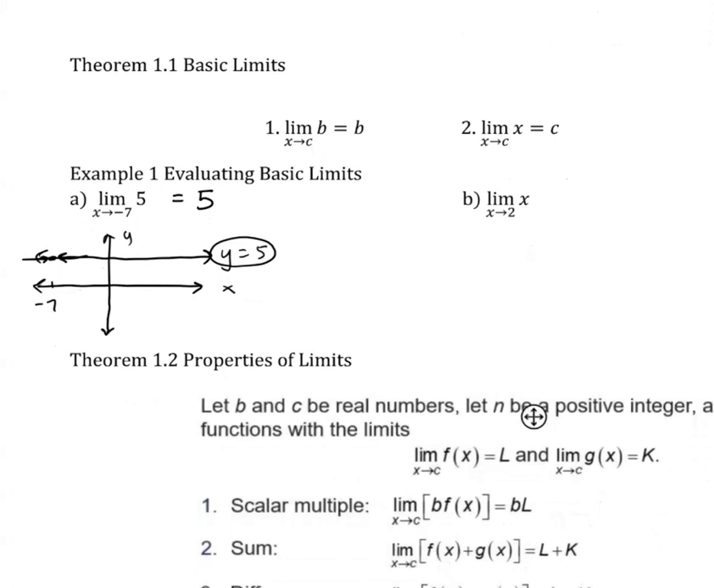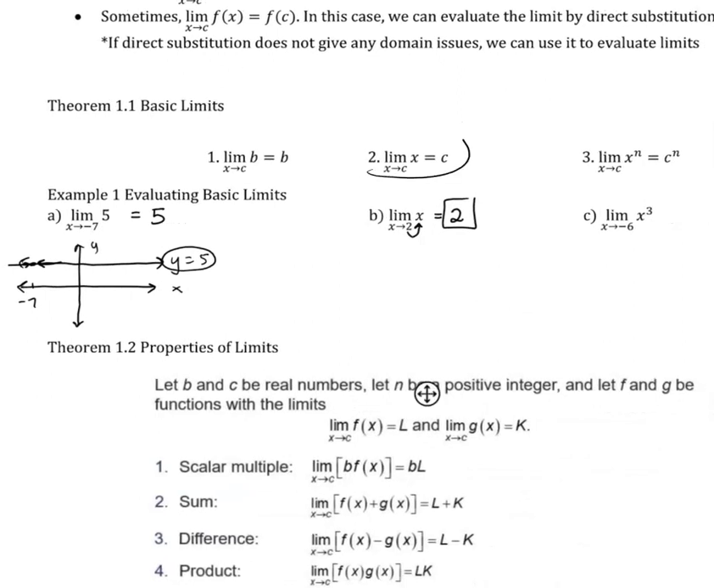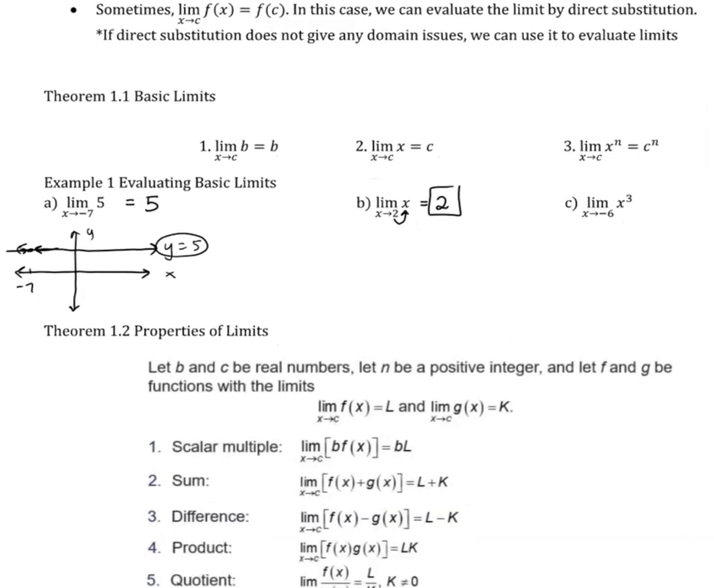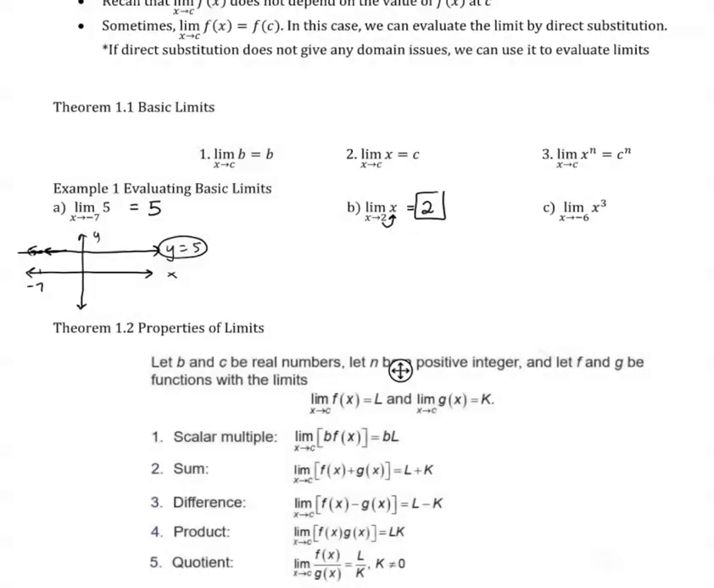Example 1b, the limit as x approaches 2 of the function x. Here, I'm going to just use direct substitution. I'm going to substitute this 2 in to the function that we're taking the limit of, and we simply get 2 out. And that's what our answer is. That's the second part of theorem 1.1 being illustrated there. If you're taking the limit of just x, well, your limit is equal to whatever x value you were approaching. In this case, we were approaching 2.